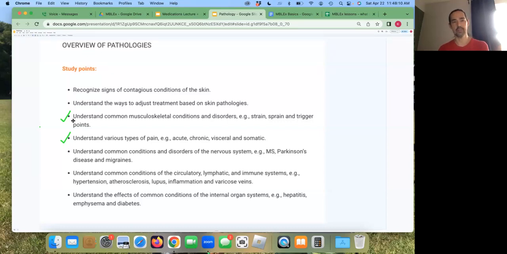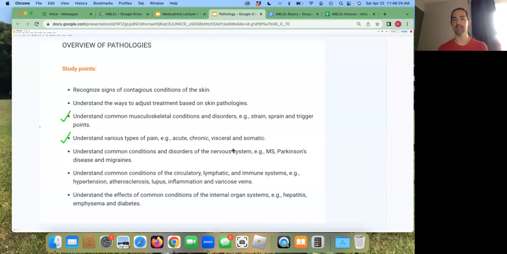Okay, so we're going to look at common musculoskeletal conditions, so strains versus sprains versus trigger points, because they are going to ask you about the description of a trigger point. What is a strain versus a sprain? What's dangerous in terms of range of motion? How might you do harm?